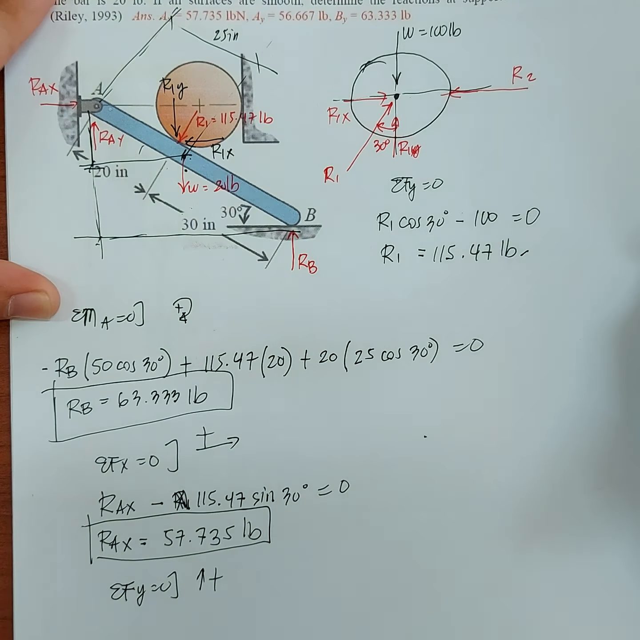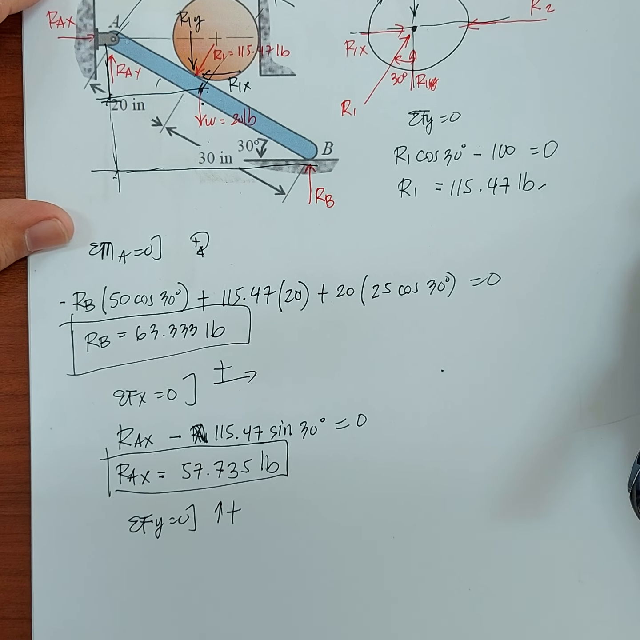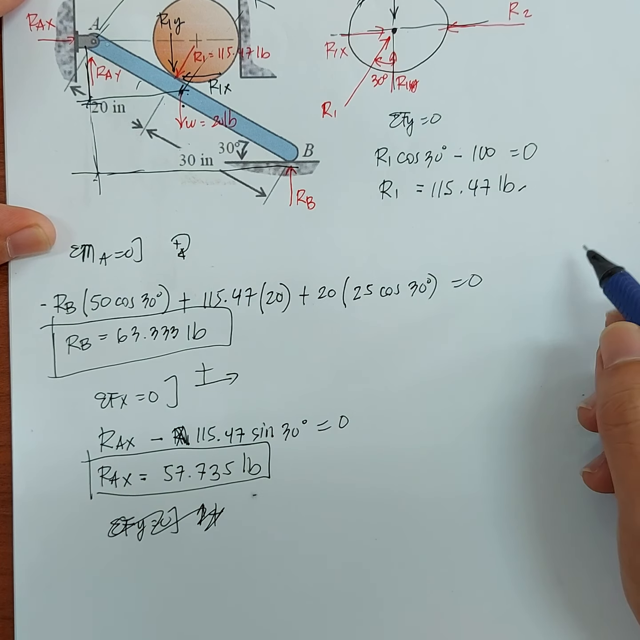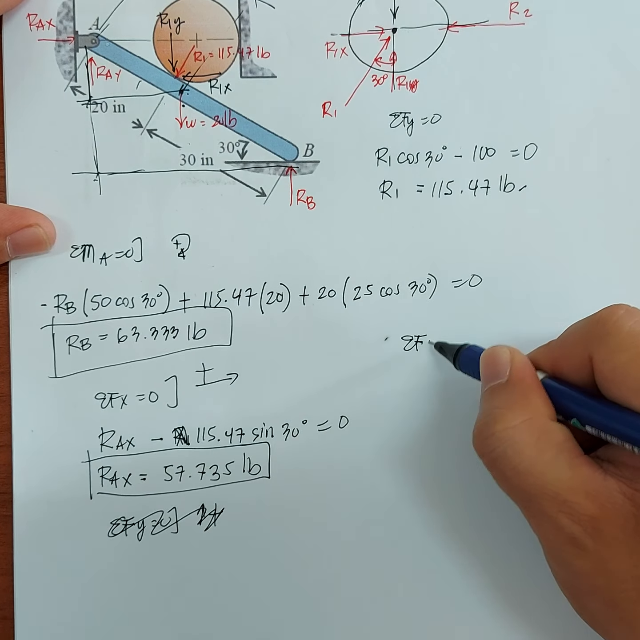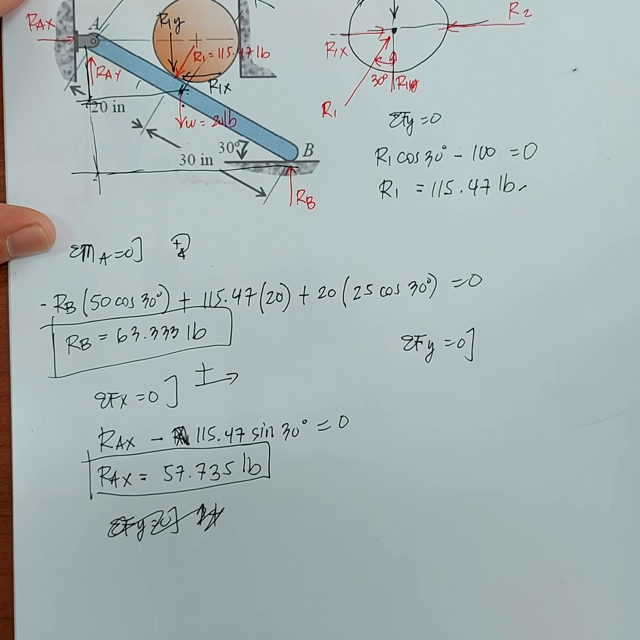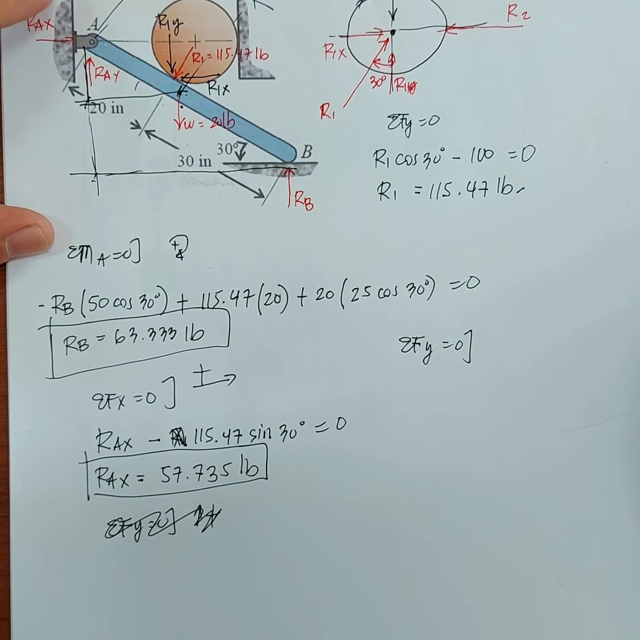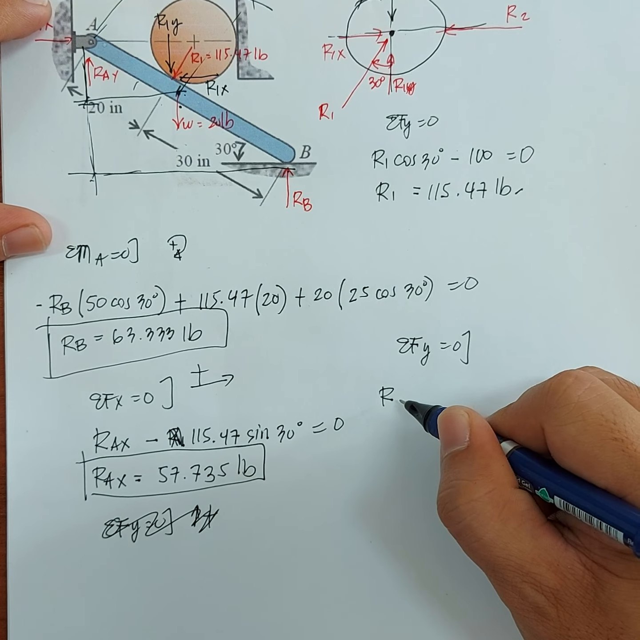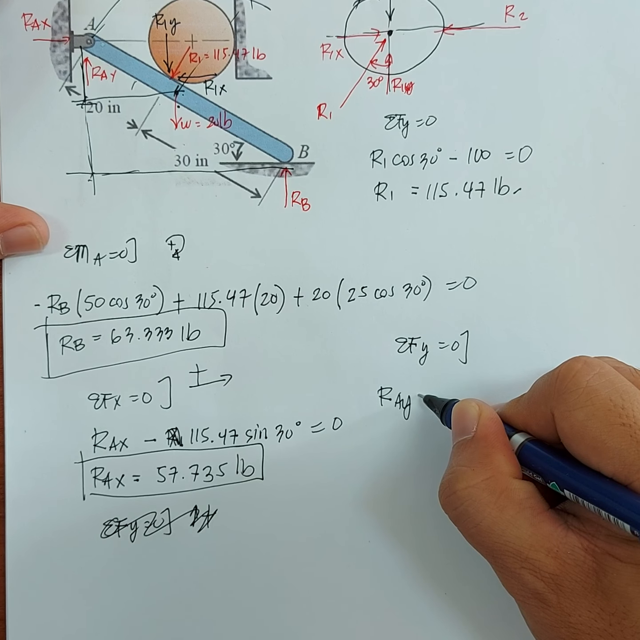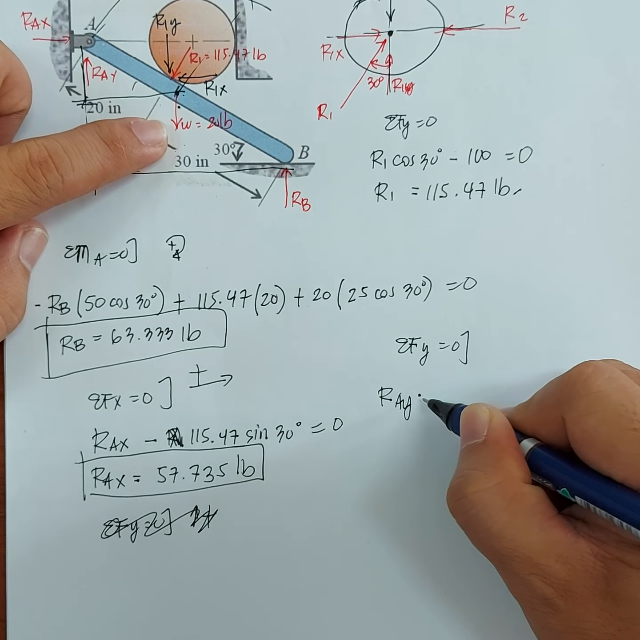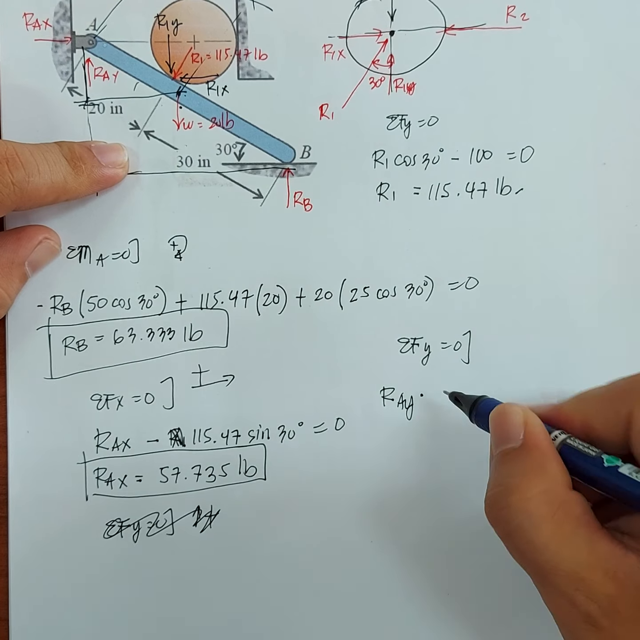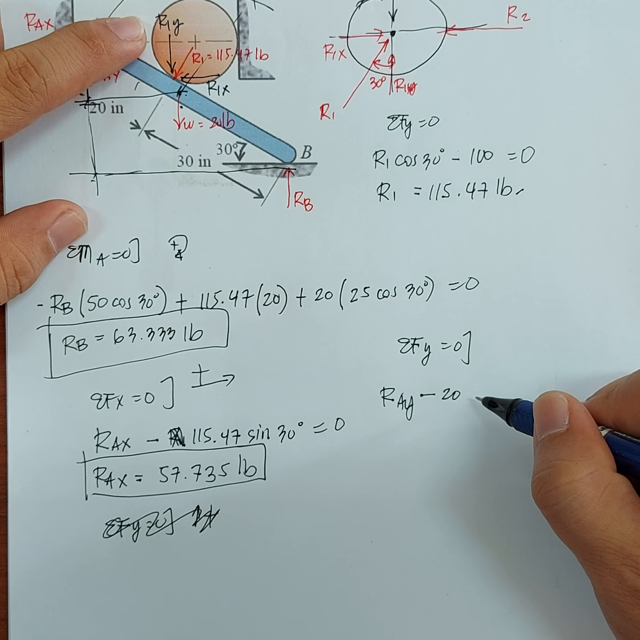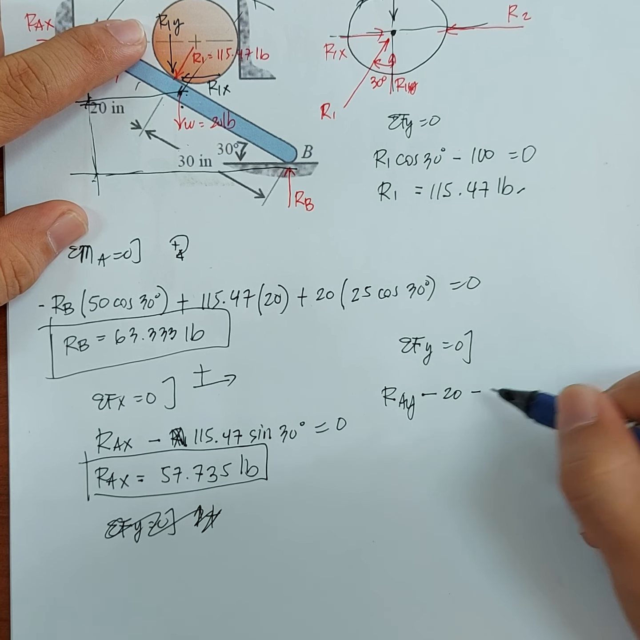Ayan, para makita natin sa video. Or I can just, dyan na lang. Ito na lang. Summation of forces along y-axis is equal to 0. Ano yung mga vertical forces? Medyo marami. So we have RAY, which is assumed to be directed upwards. And then the weight, so minus, downwards yung weight natin, 20 pounds. Yung R1Y na downwards din. So minus R1Y.